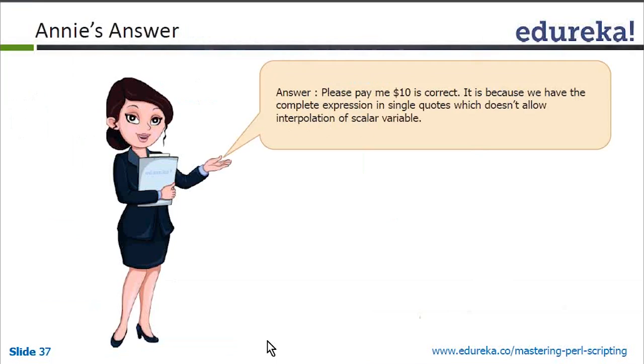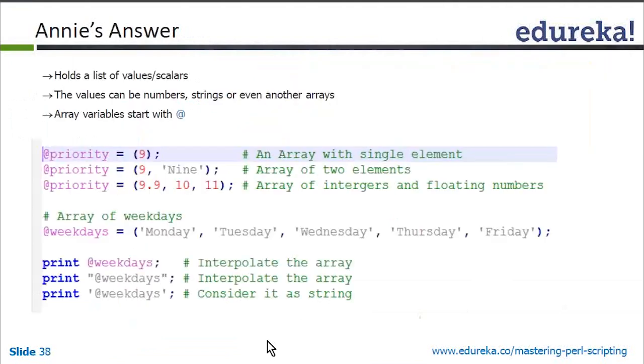Okay, so array. What is an array? An array holds a list of scalar values. The values can be numbers, strings, or other arrays. Arrays start with @, so that is how we write an array. In C we would have the name of the array, then brackets and then the values of the array. We don't have it like that here. We'll have a name like in C, but with an @ symbol to specify it is an array.